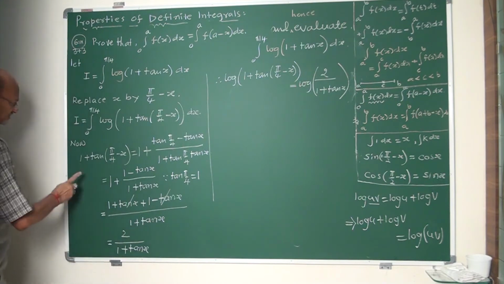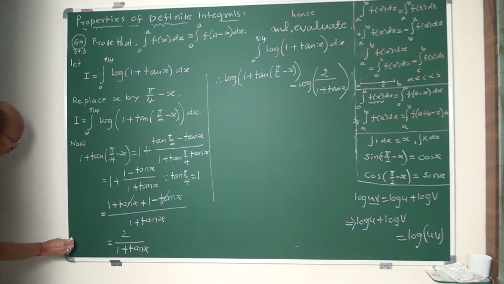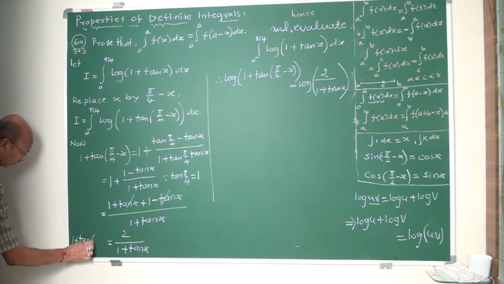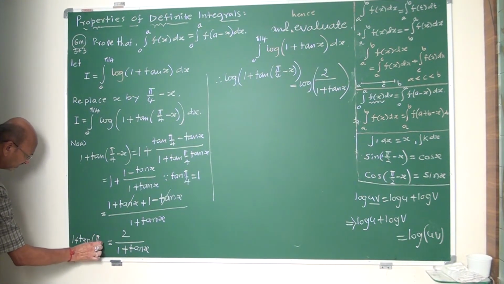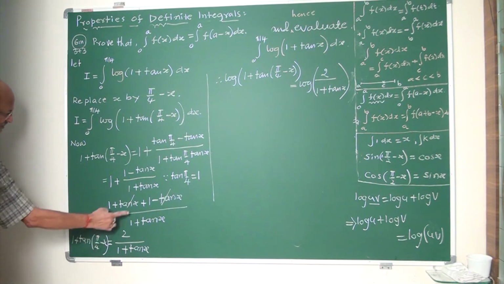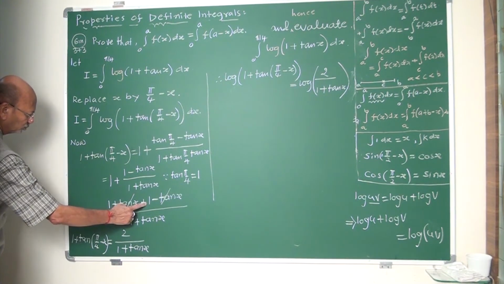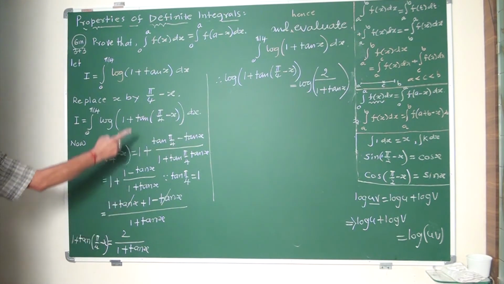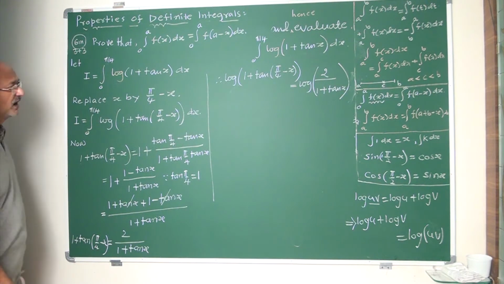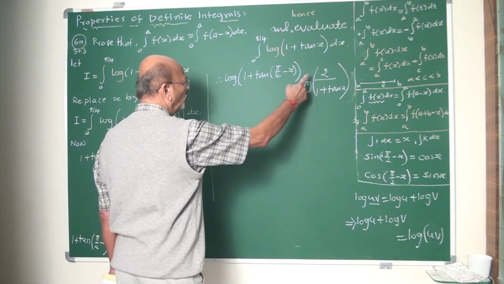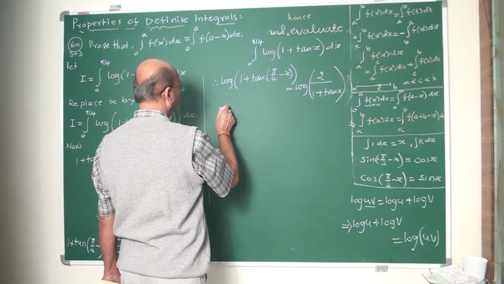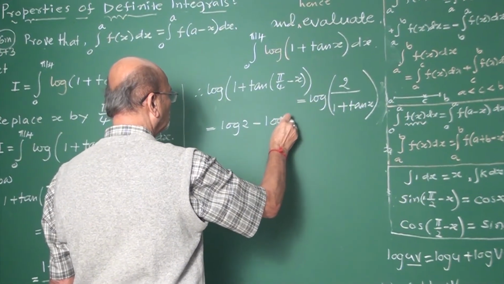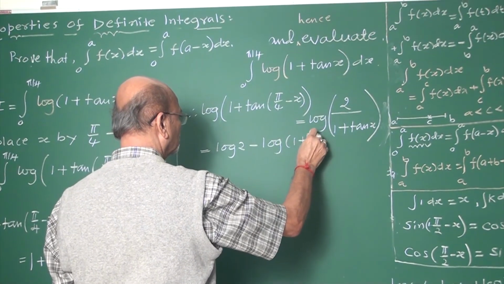This is LHS, this side C. Therefore, this is 1 plus tan(pi by 4 minus x), which is 1 plus 1 is 2, 2 upon 1 plus tan x. Take log of LHS equal to log of RHS, I have written. Now, I use again the property: log u by v, division is a difference, my friends. It is log 2 minus log(1 plus tan x).